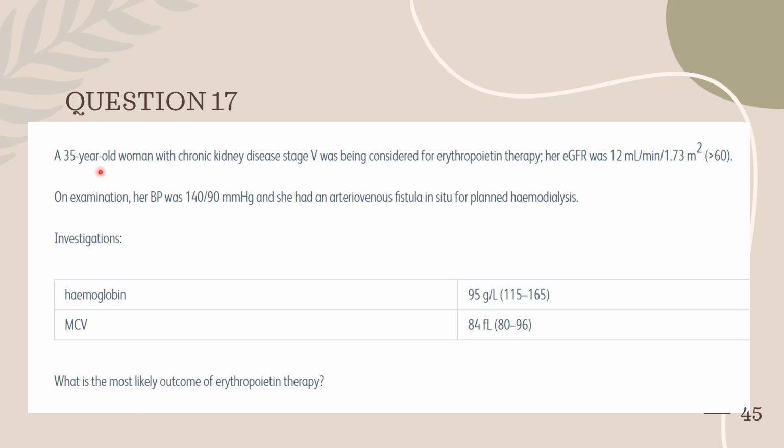Next question. A 35-year-old woman with chronic kidney disease, stage 5, was being considered for erythropoietin therapy. Her eGFR was 12, which is highly reduced, and she's stage 5 CKD. On examination, BP was 140/90 and she had an AV fistula in situ for planned hemodialysis. Hb is 95, MCV is 84. What is the most likely outcome of erythropoietin therapy?